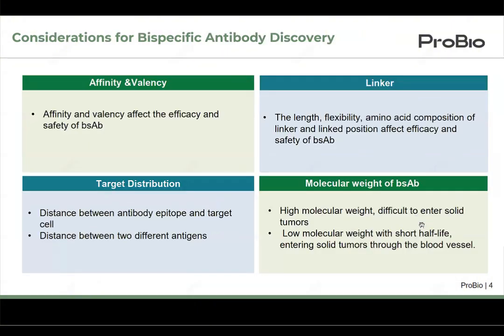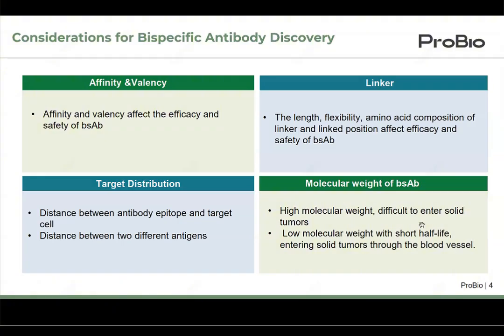So when designing bispecific antibodies, usually 4 aspects need to be considered in advance. The first is the affinity and the valency. We have already briefly talked about this in the previous page regarding the CD3-based T-cell engagers. Usually it comes from the consideration of safety and the balance between safety and efficacy. In addition to that, the length, the flexibility, and the amino acid composition of the linkers is another factor that needs to be considered for the stability of the molecules and the immunogenicity of the candidates.